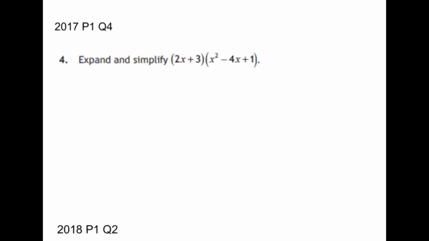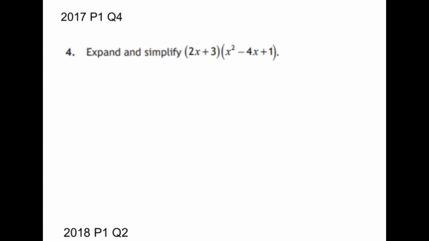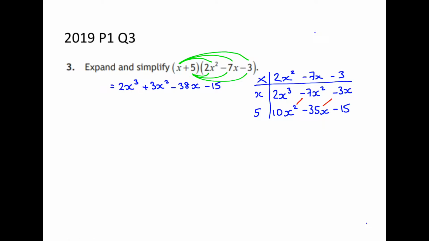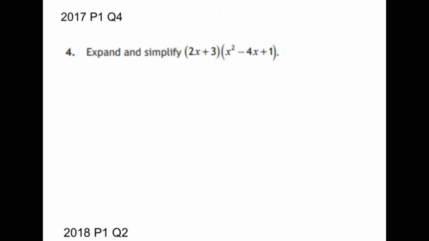Then we've got two more questions to do, that's all. Now this one, similar. In fact, I'm just going to check that that's not the same question that I've just done twice. No, it's not, but look how similar it is. This one was 2019, paper 1, question 3, a bracket with 2 terms times a bracket with 3 terms. This one, 2017, paper 1, question 4, a bracket with 2 terms times a bracket with 3 terms. So it's exactly the same process.